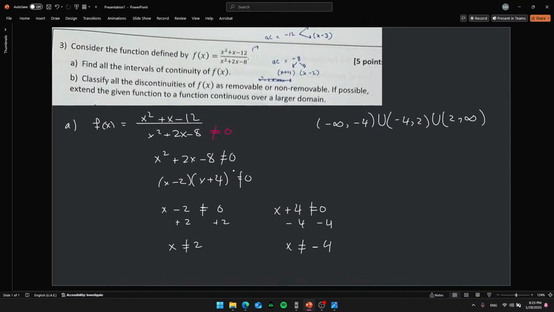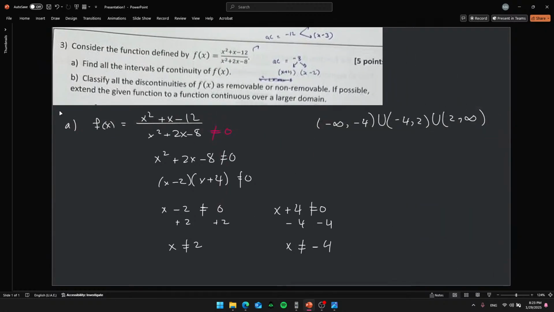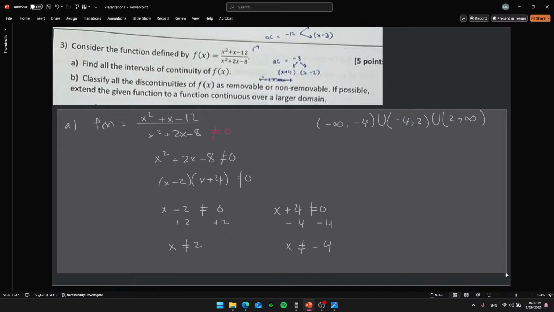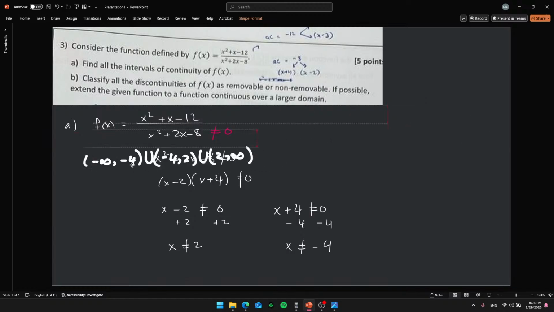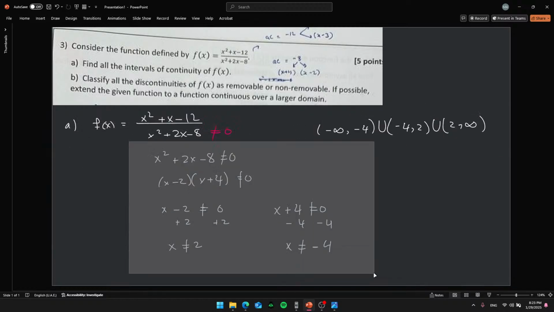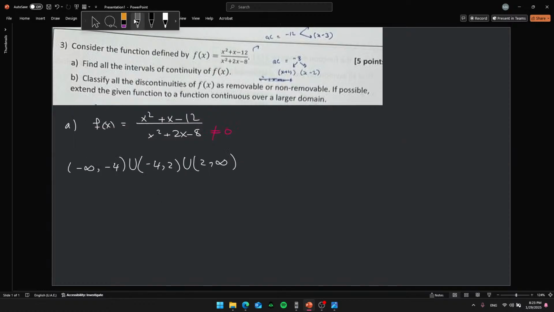For part B, classify all discontinuities as removable or non-removable. If possible, extend the given function to a function continuous over a larger domain. So yeah, this is the answer for part A. Part B is asking for classifying the types of discontinuity, if it's removable or non-removable.